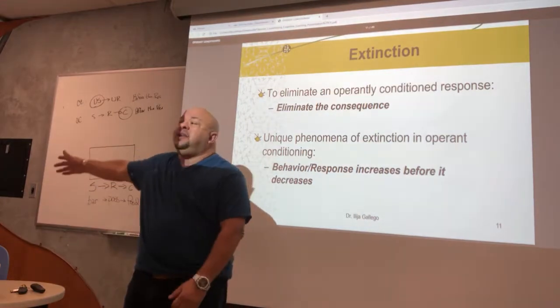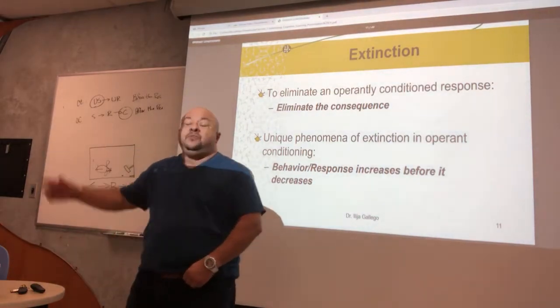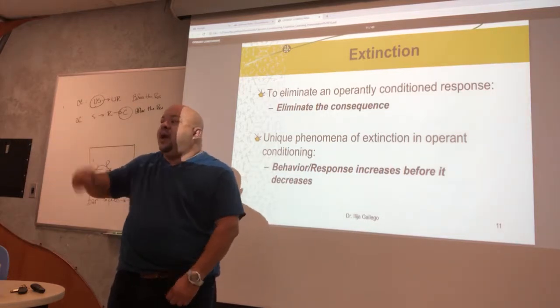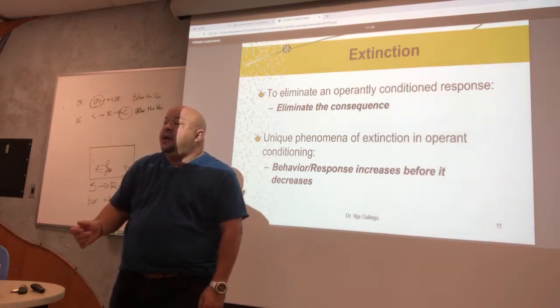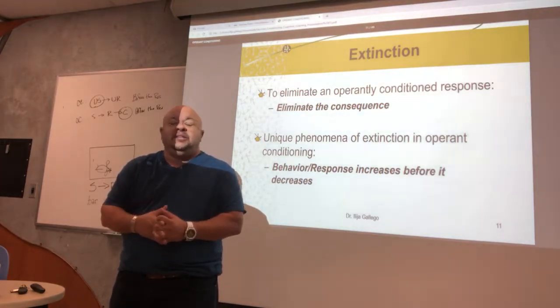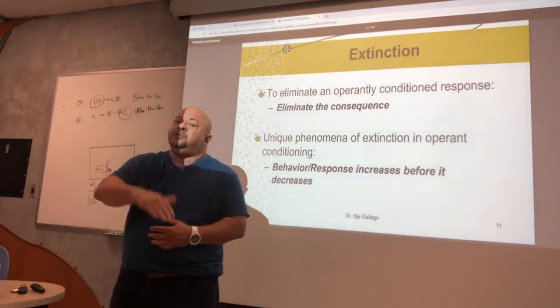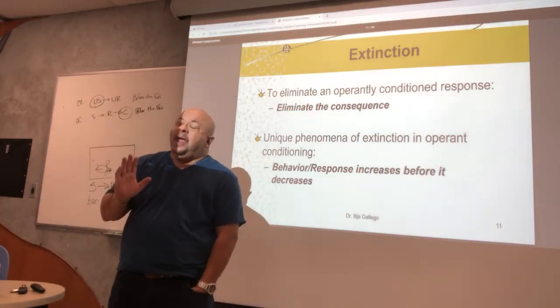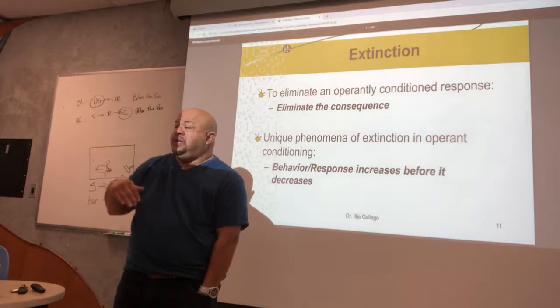So you go out and you try to start your car and it doesn't work, and you don't just walk away and buy a new one. You probably want to, but you don't. You keep trying to start it, right? So in operant conditioning, the way extinction happens is instead of a gradual decline that we see in classical, we see in operant that the behavior increases before it decreases.